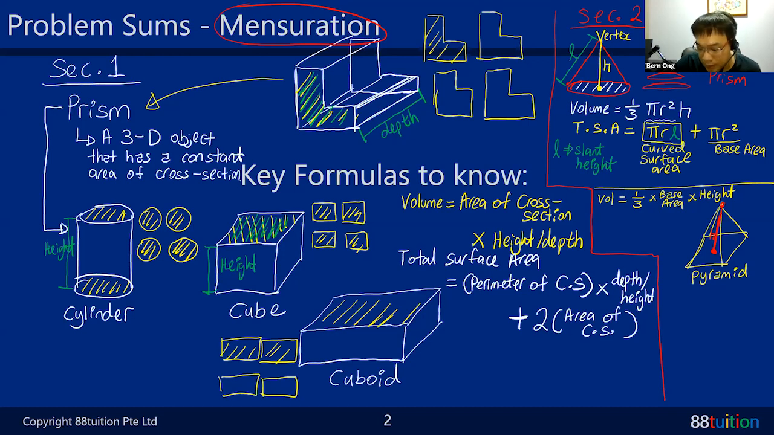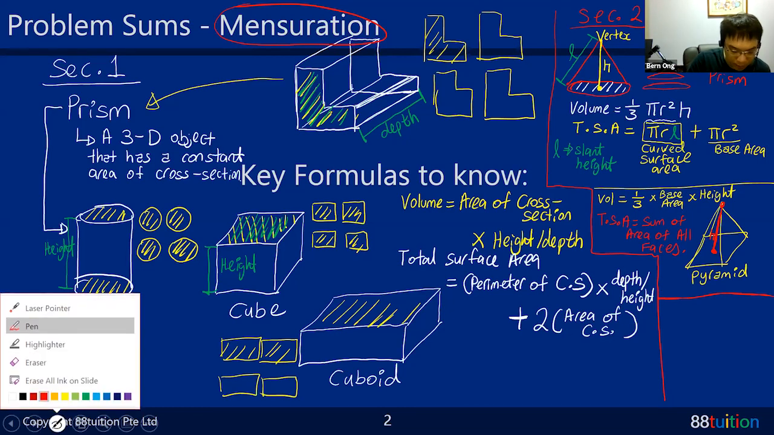And the total surface area for the pyramid is simply the sum of the area of all the faces. You're just supposed to add them all up together. So we have the volume and the total surface area.